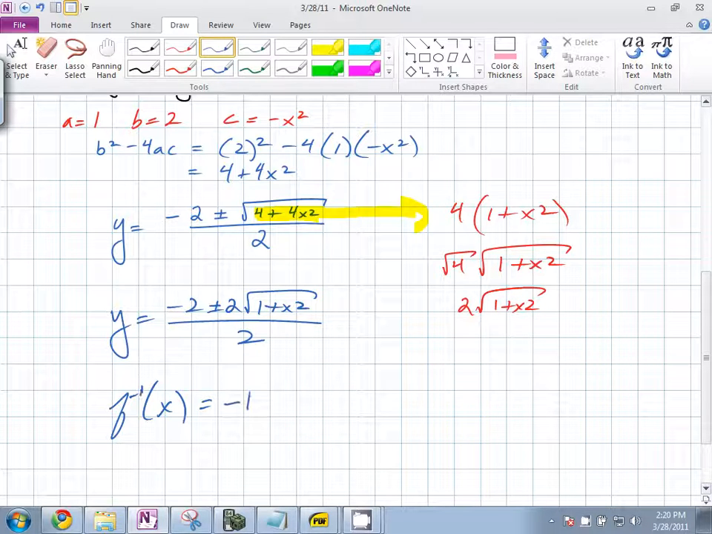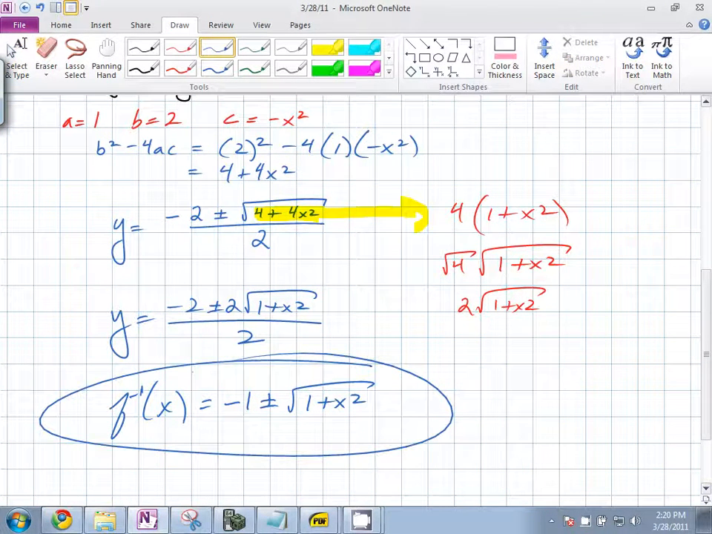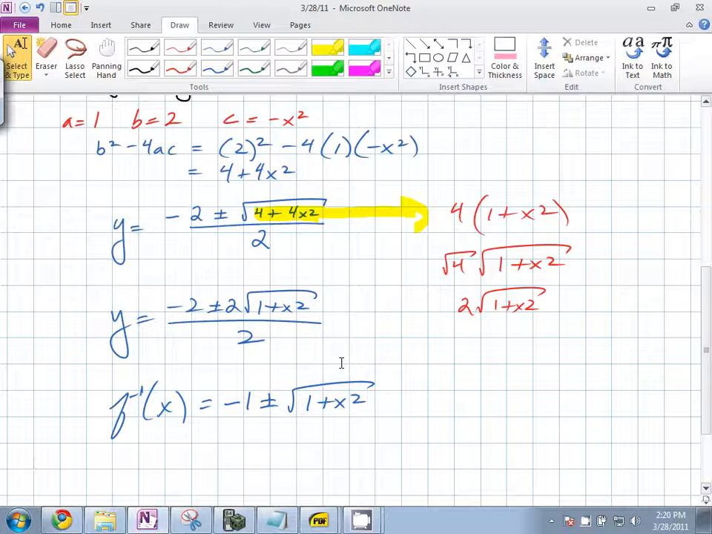Negative 1 plus or minus. Yeah, you got it. Excellent. It is equal to, that is correct, but it's plus or minus. If you graph this as it's written, is it a function? No, it's not a function. Plus or minus automatically rules it out as a function.